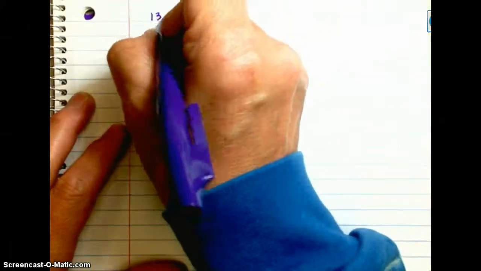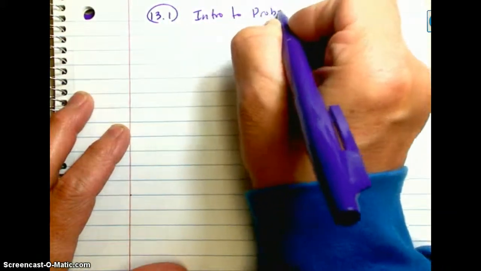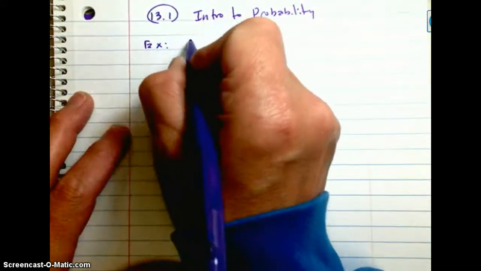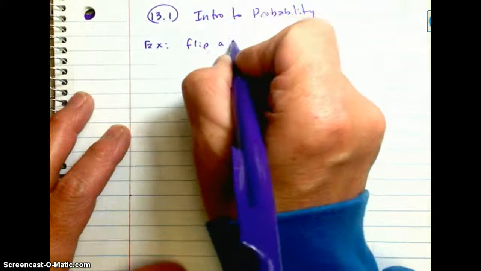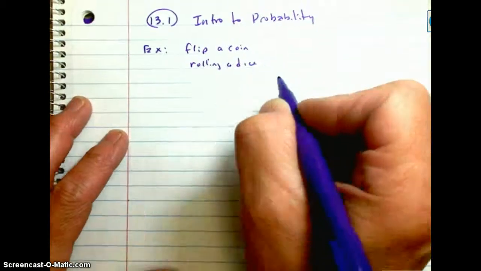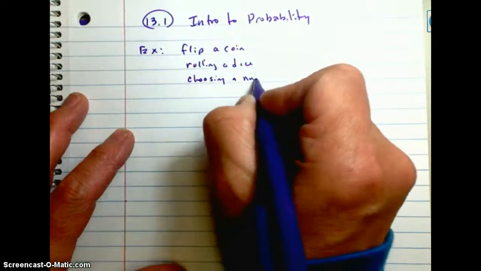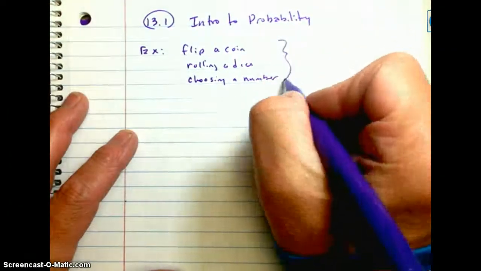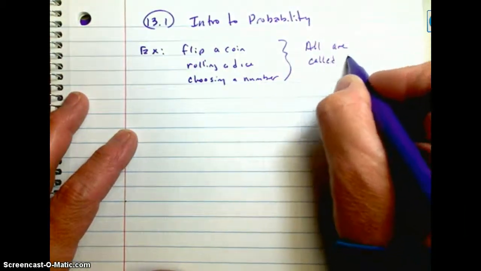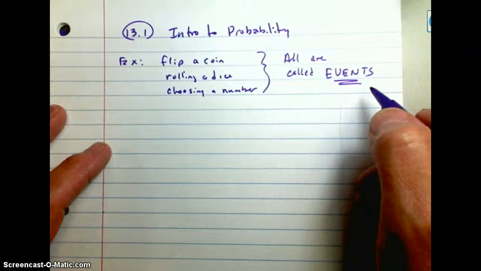We're going to be doing an introduction to probability. An example of this would be flipping a coin, rolling a dice, or choosing a number. And all of these are called events. And these are just a few examples of different kinds of events.